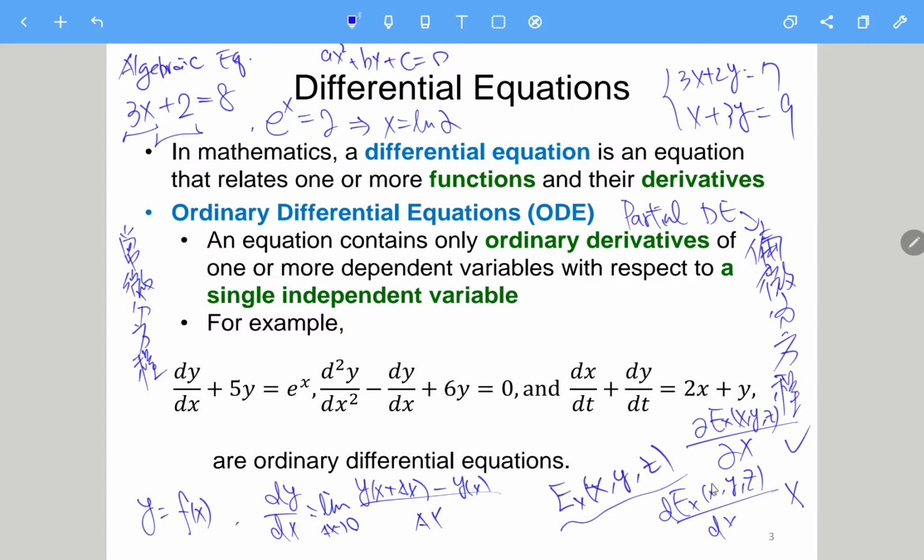So we have ordinary derivative and partial derivative. And for an ordinary differential equation, we only have the ordinary derivative. So an equation only contains ordinary derivatives of one or more dependent variables with respect to a single independent variable. We may have more than one function, but those functions are just functions of a single independent variable. Maybe you can have I as a function of time, and then V is also a function of time.